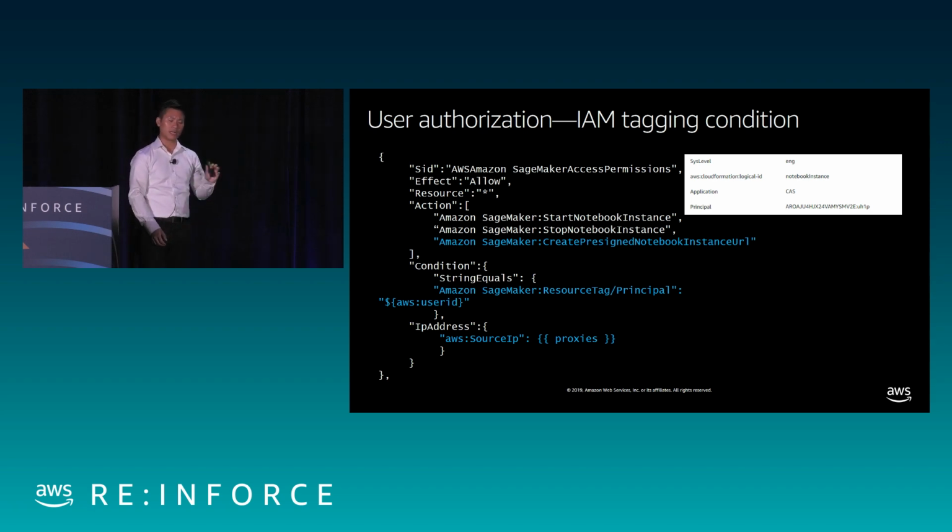There is a second IAM condition on the screen as well, which is the IP address. The reason for that is we want to enforce that only the Vanguard internal network can access this notebook. For example, even if the user copies the access key and secret key onto their home laptop at home, they cannot log into the SageMaker notebook.